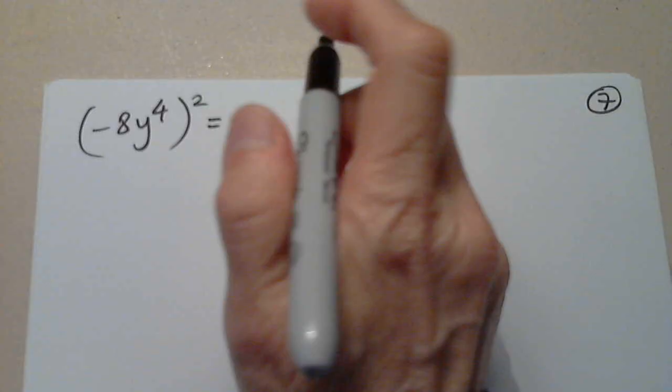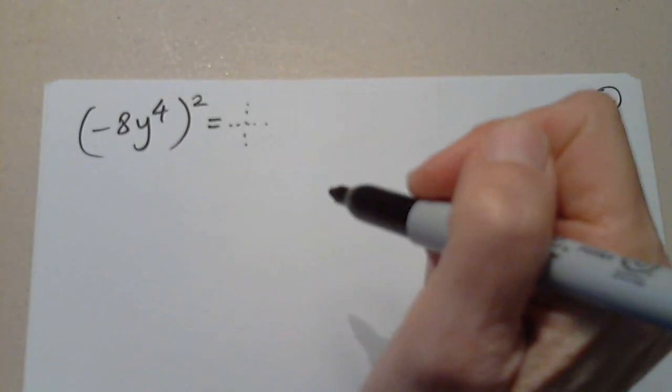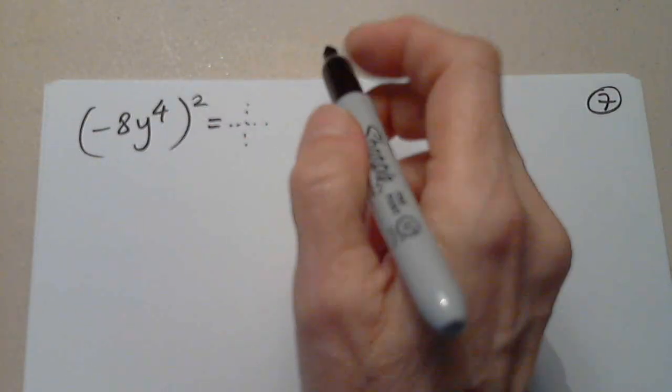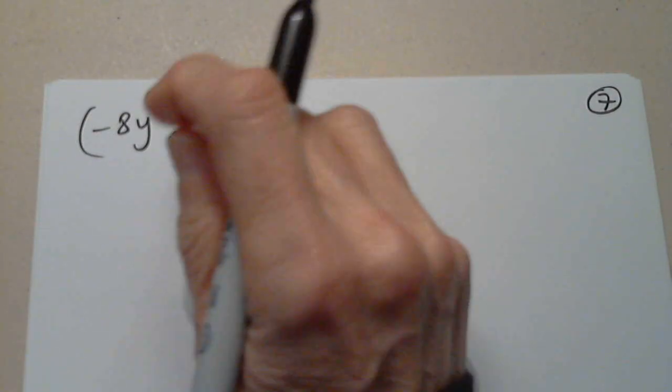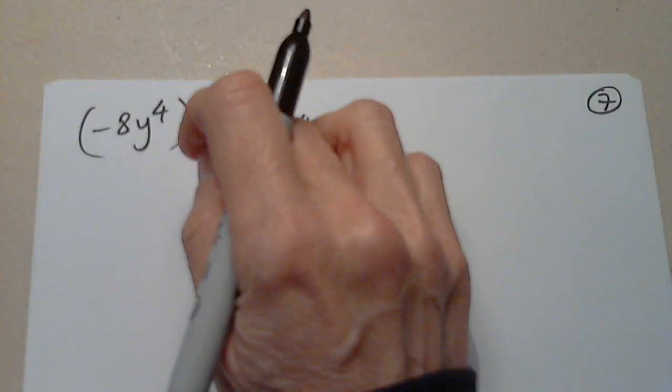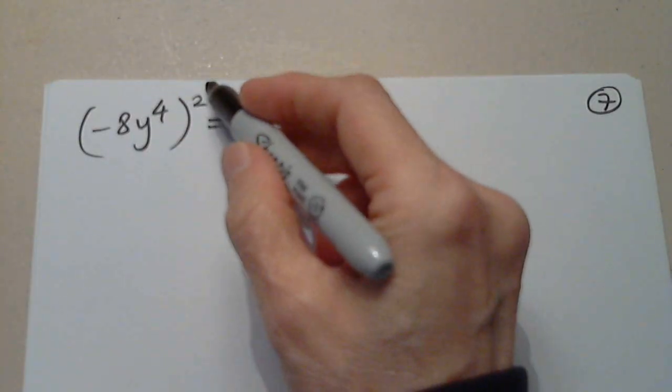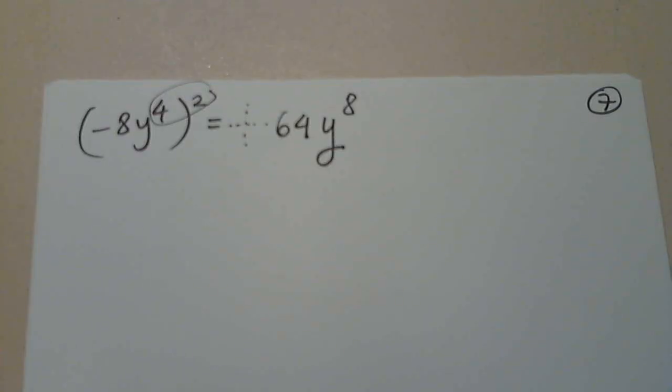Negative 1 to the second power is positive. 8 to the second power is 64. Y to the fourth squared: we copy the base and we multiply the exponents.